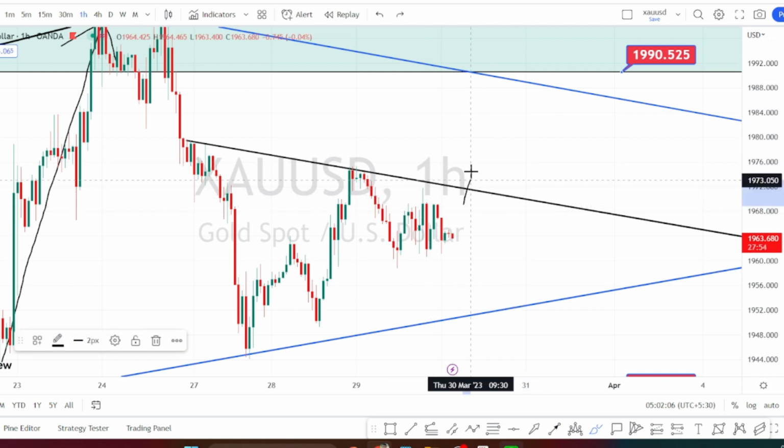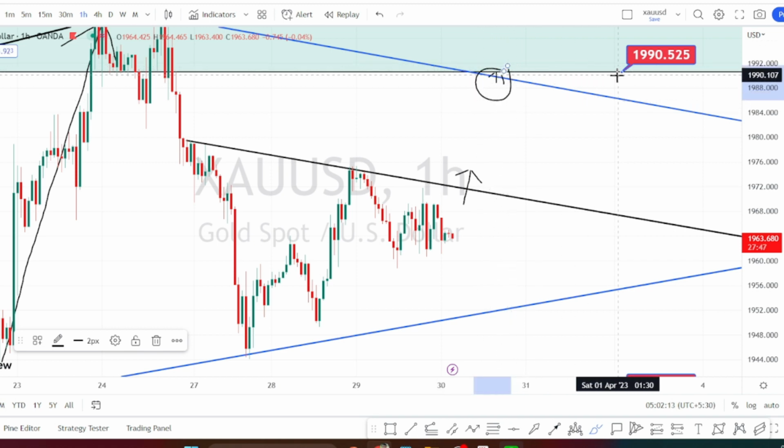Once the price action gives a breakout on the bullish side, next level of resistance is going to be the daily time frame resistance line and the resistance zone from the daily time frame.